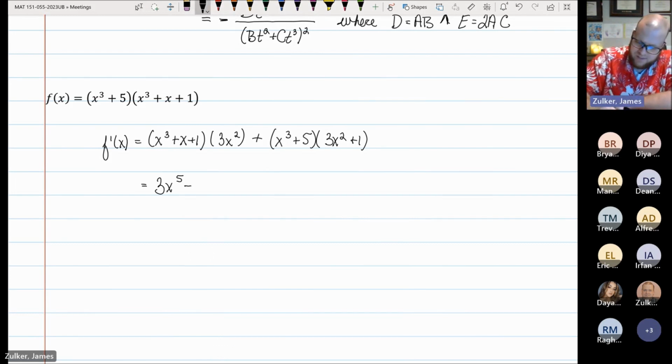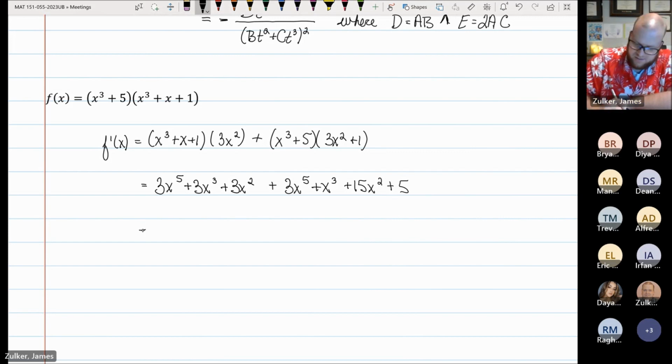Three x to the fifth plus 3x cubed plus 3x squared. And that'll be what? Plus 3x to the fifth plus x cubed plus 15x squared plus 5. Six x to the fifth plus 4x cubed plus 18x squared plus 5.